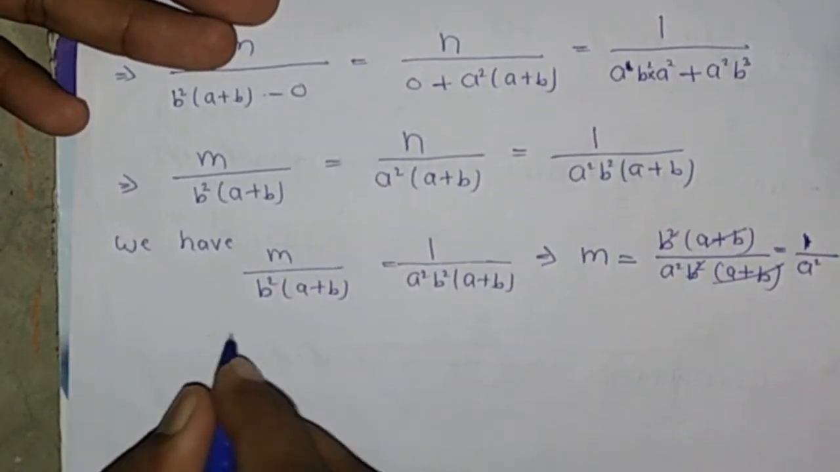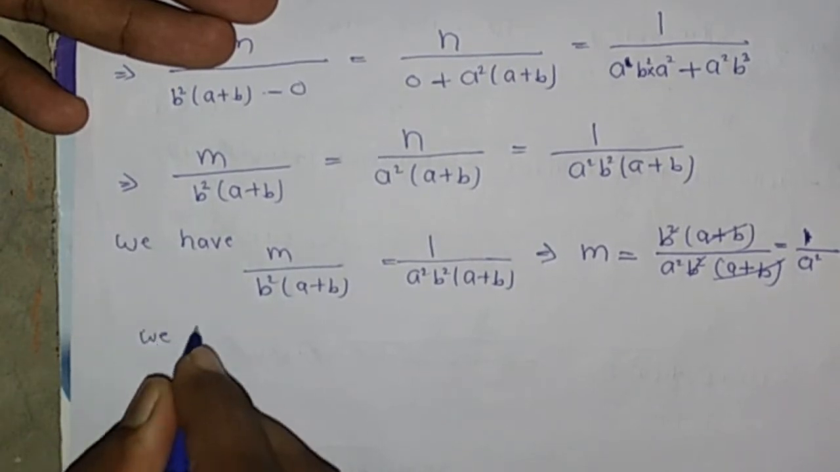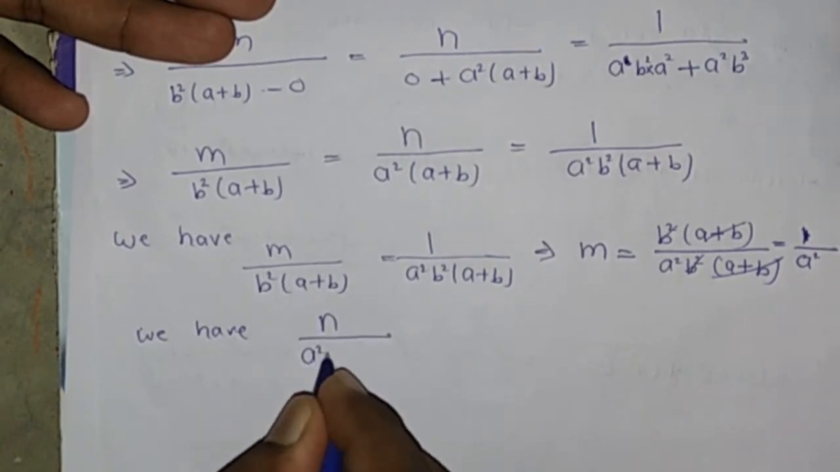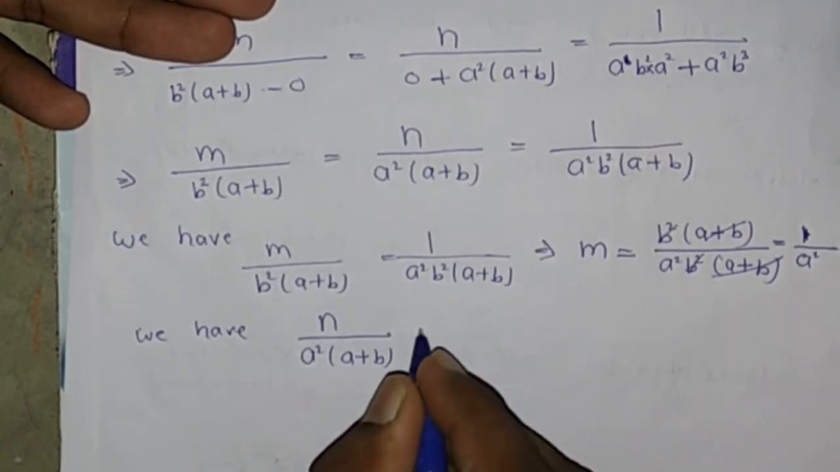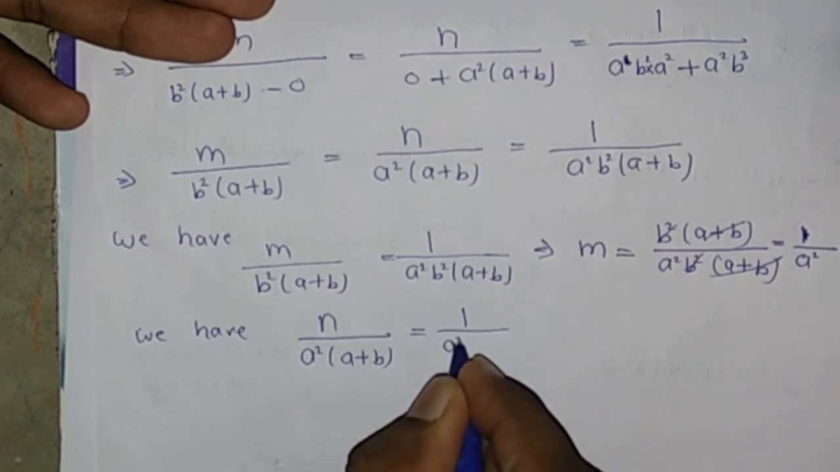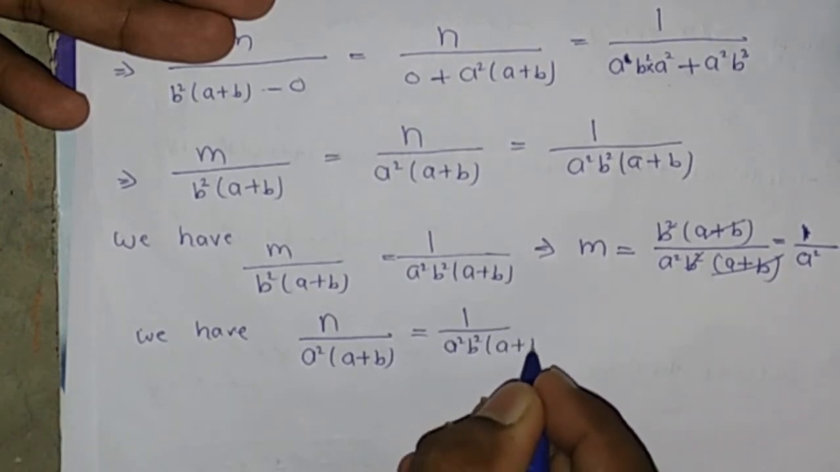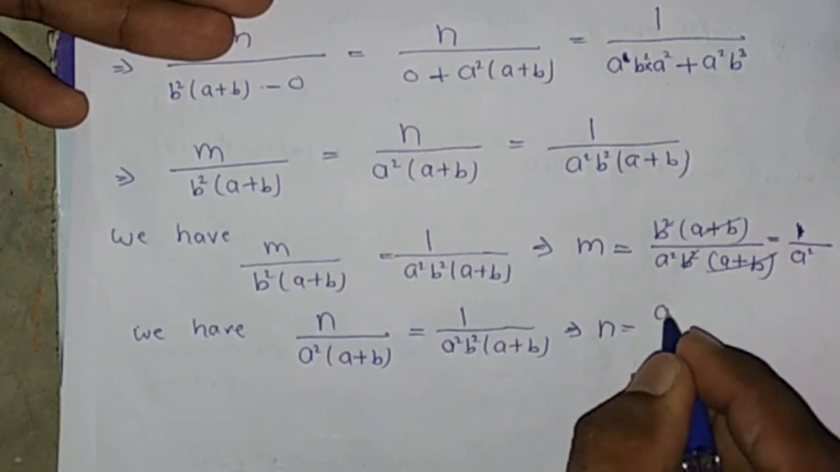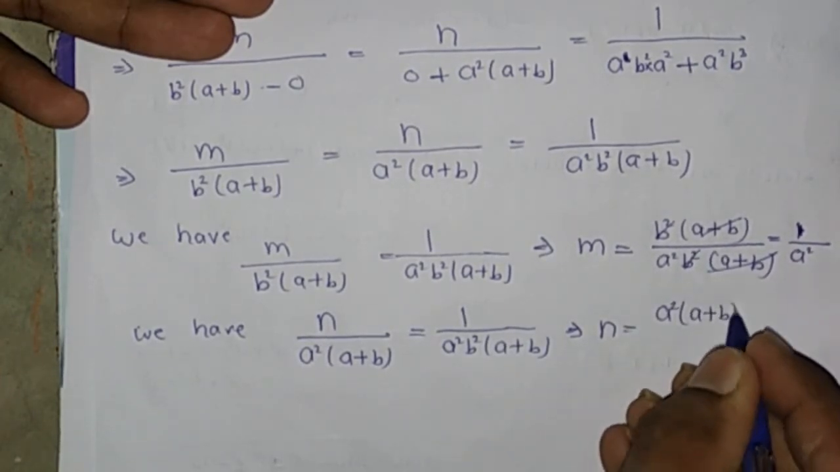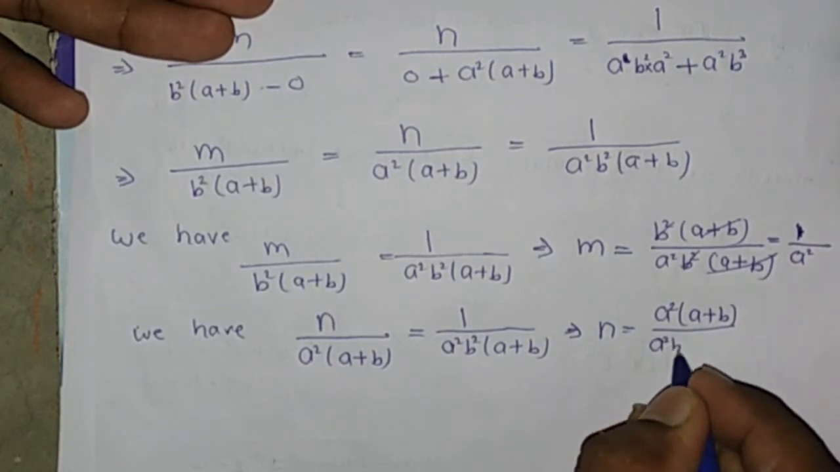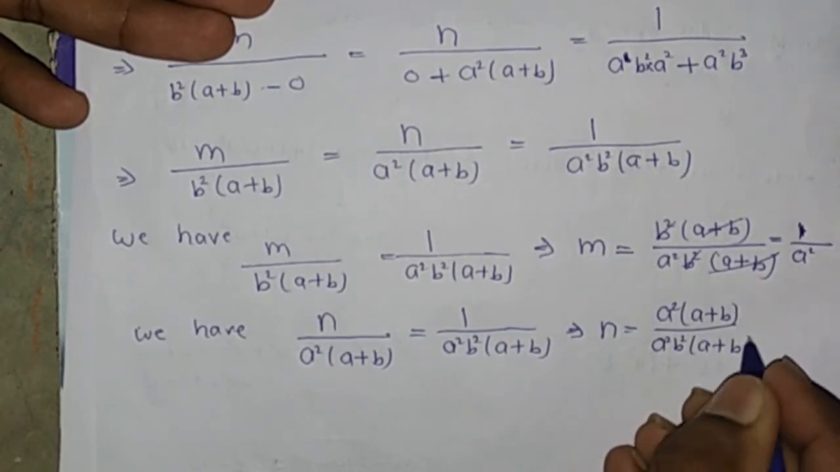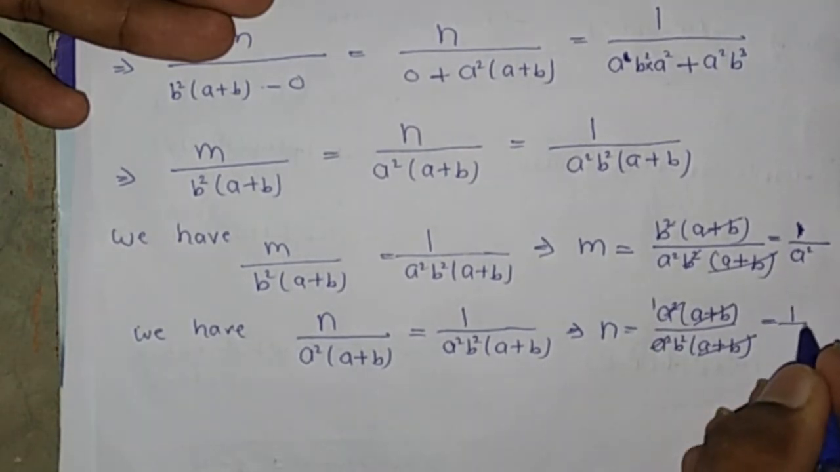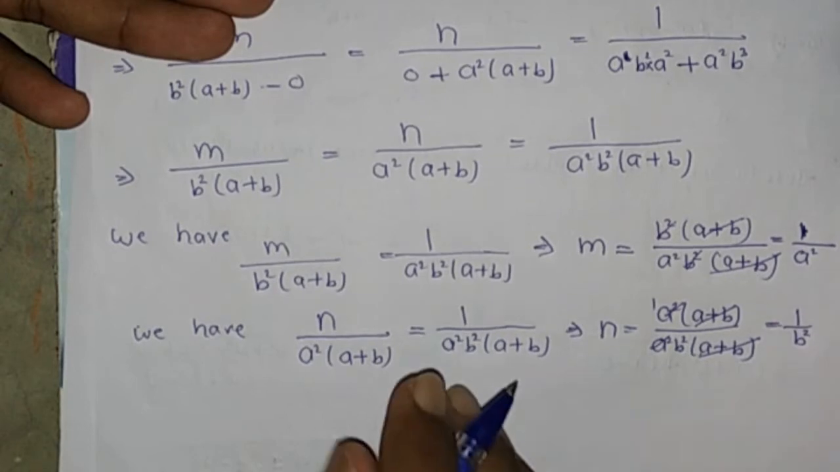For n, we have n by a square into a plus b equals 1 by a square b square into a plus b. Then the value of n equals a square into a plus b by a square b square into a plus b. A square cancels, 1 by b square. It is the value of n.